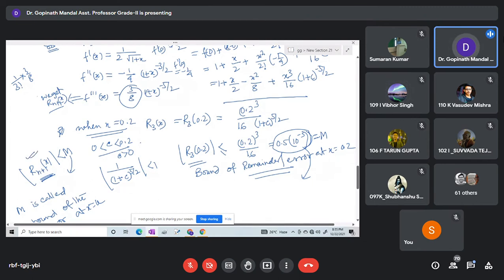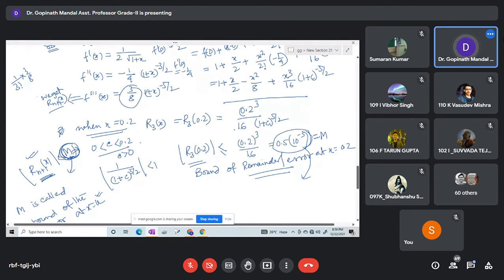The remainder term Rn plus 1 is the remainder term. If it is bounded by a capital number M, then M is called the bound of error. Bound of error at what point? If we take x equal to a, then M is called the bound of error at x equal to a.